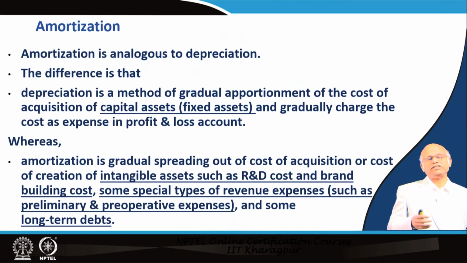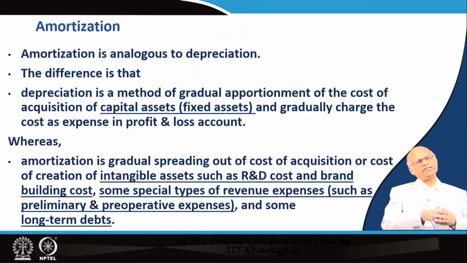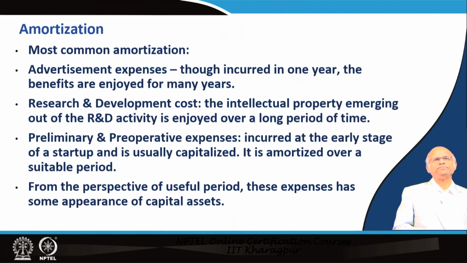That is what amortization is. Every year you apportion some portion of this investment, whose effect will remain over a long-term period, and that becomes amortization. You charge this amount on the profit and loss account. The most common amortizations are advertisement, research and development, and preliminary pre-operative expenses.